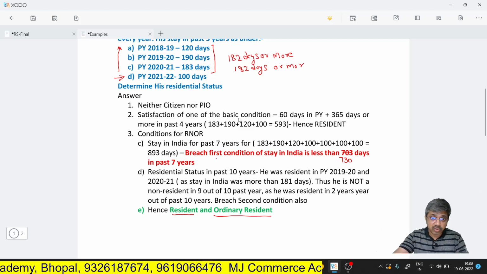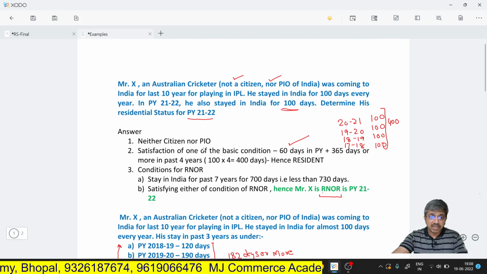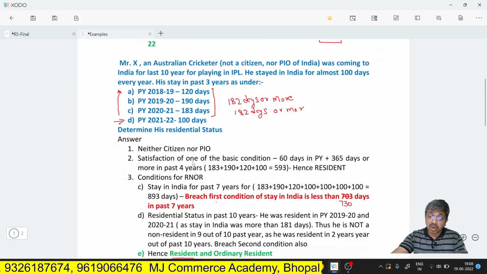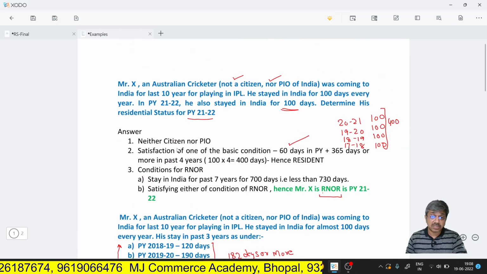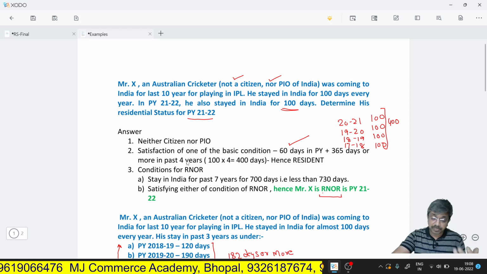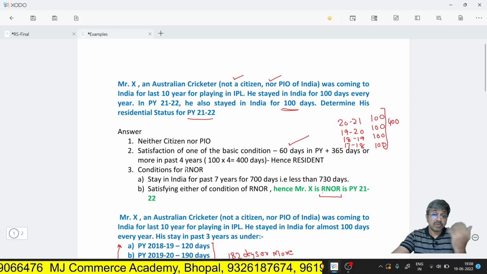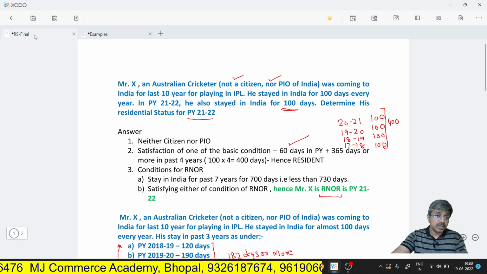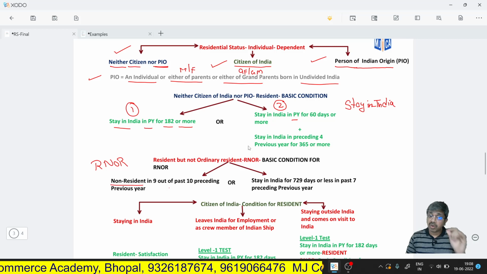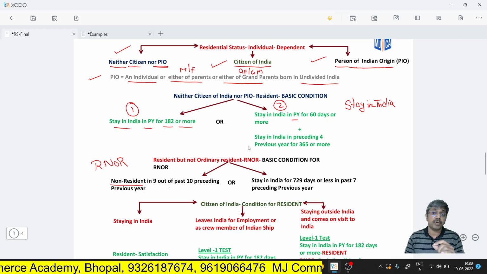So what have we learned now? We understood 2 examples. In one case we concluded that Mr. X is resident but not ordinary resident. In the other case we concluded he is a resident and ordinary resident. In both examples, I am only concerned with the stay in India. I am not going beyond, into citizenship, whether he is a citizen of India or not, that is not there at all, or what the level of income in India is. So what I mean to say is, when a person is neither a citizen nor PIO of India, in that case the residential status of an individual depends solely upon stay in India.